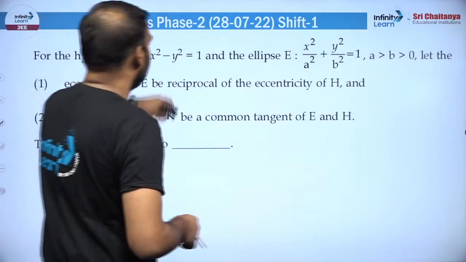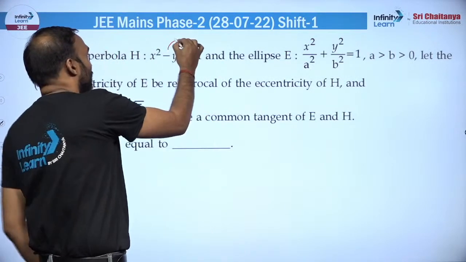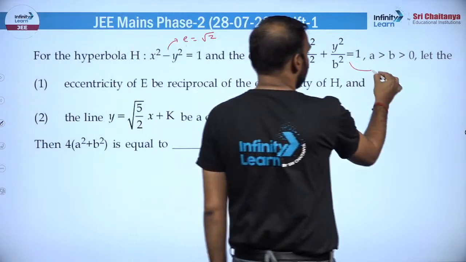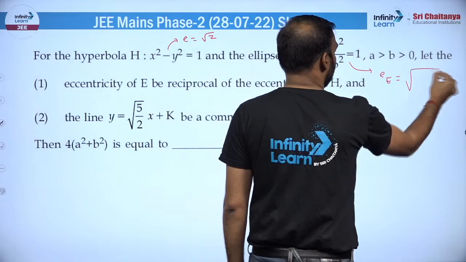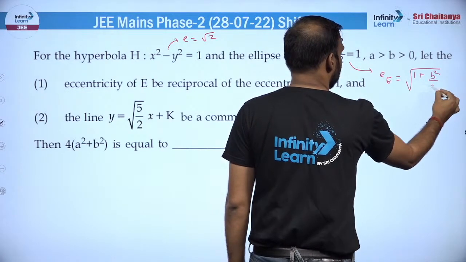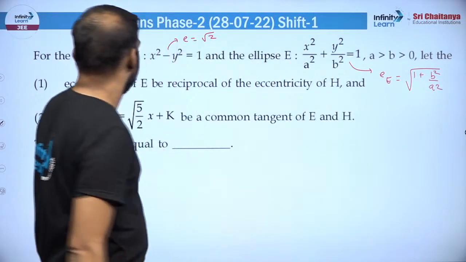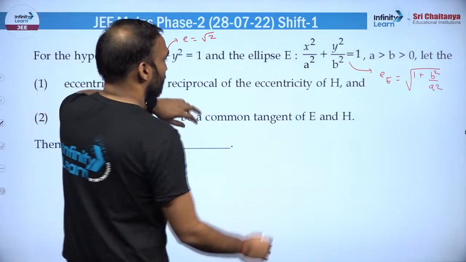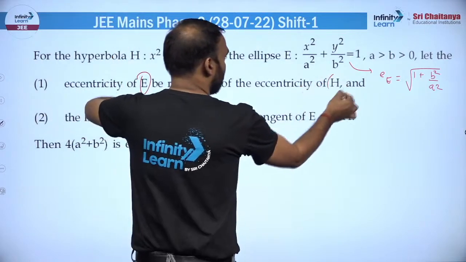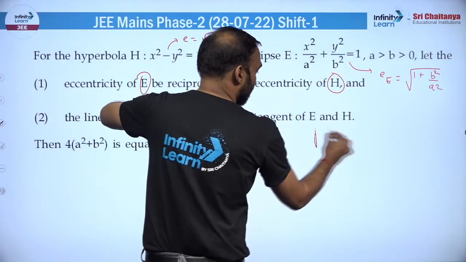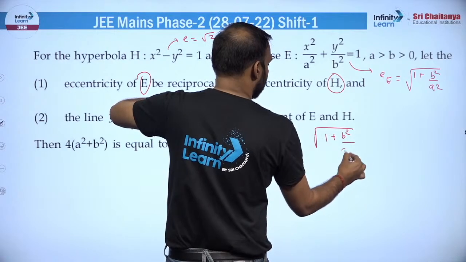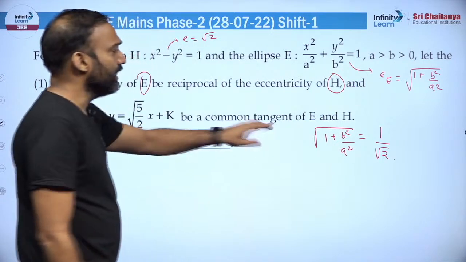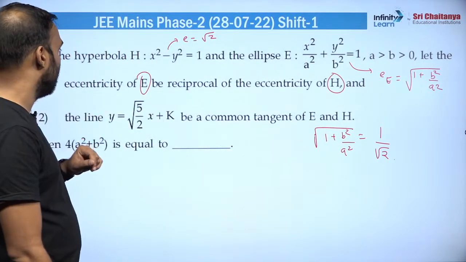For the hyperbola, once again I have a rectangular hyperbola, so I know the E will be equal to root 2. I have an ellipse. The eccentricity for the ellipse will be given by under root of 1 plus b square by a square. Let the eccentricity of the ellipse E be the reciprocal of the eccentricity of the hyperbola H. Okay, so this is ellipse, this is hyperbola. So E_E, that is under root of 1 plus b square by a square, will be equal to 1 by root 2. So I'll get the relation between a and b. So one relation is done.